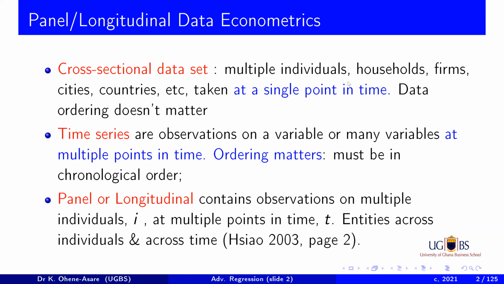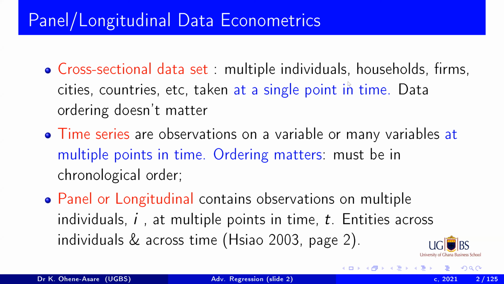One data is called cross-sectional. We have been dealing with cross-sectional data a number of times. In fact, that was what we did when we were doing the simple regression and multiple regression. It was all cross-sectional. A typical example of cross-sectional data is the number of banks in a particular year, at a single point in time. Ordering is irrelevant. You don't need to rank them or order them. It can be cities, households, firms, countries, or continents.